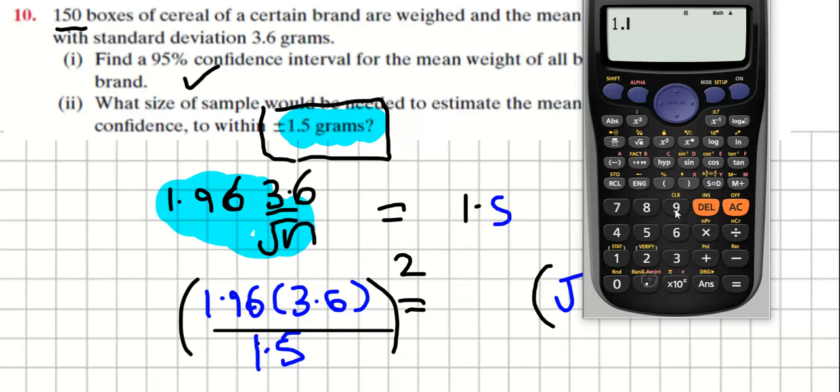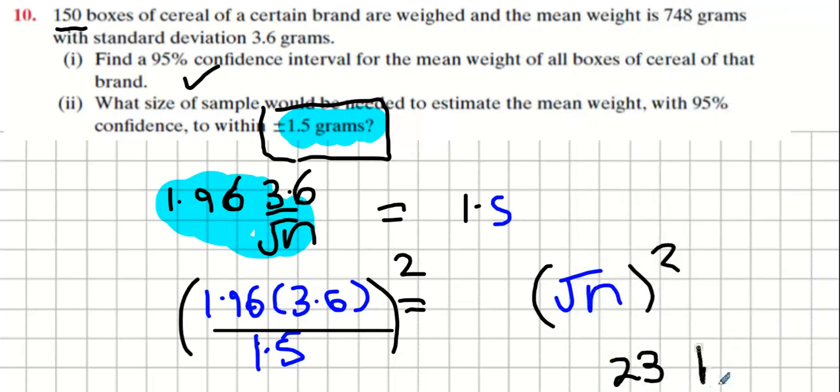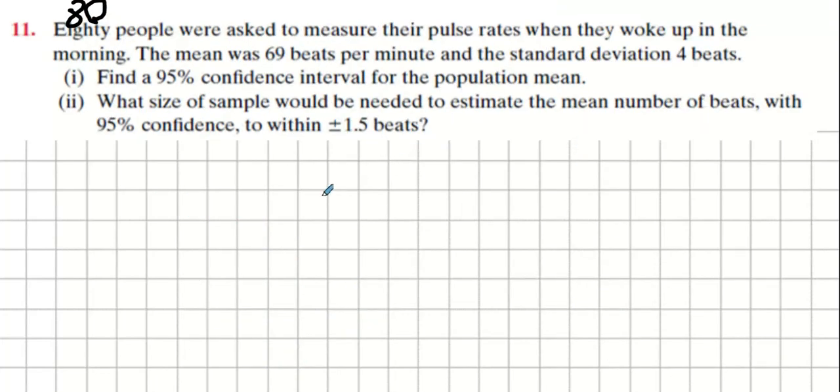So 1.96 times 3.6 divided by 1.5, square the answer, and you should get an answer of 22.12. You have to round up, so 23 boxes. All right. Okay. Now.